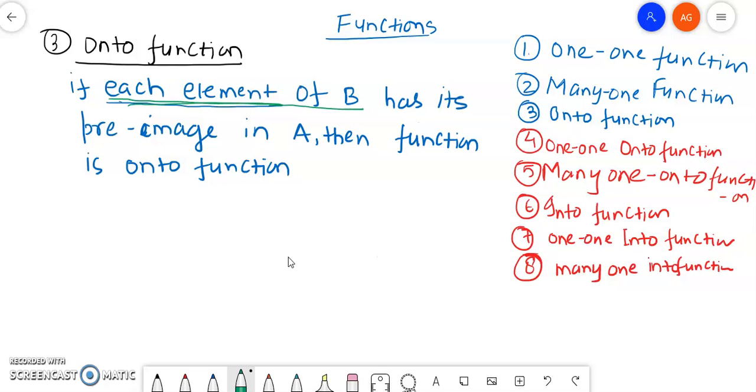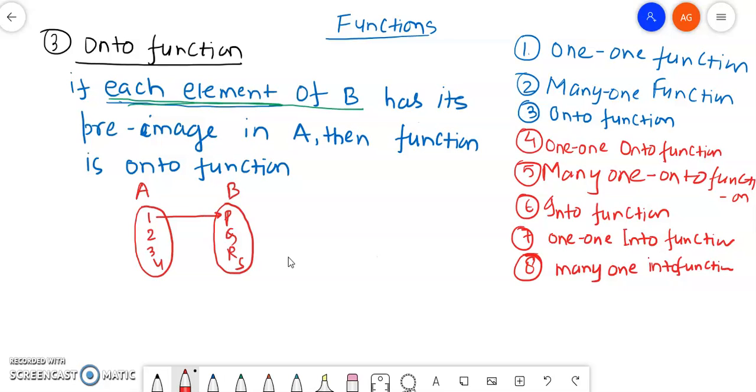Alright? That means अगर इसको मैं मैपिंग करता हूं, सपोज वेन डायग्राम से मैं इसको रिप्रेजेंट कर रहा हूं, this is A, this one is B. 1, 2, 3, 4, and this is P, Q, R, S. 1 is related to P, 3 is related to Q, 2 is related to R, and 4 is related to S. Then these P, Q, R, S have pre-image in A. Each element of B has its pre-image in A.